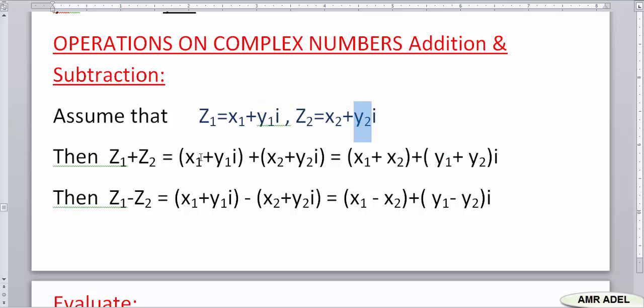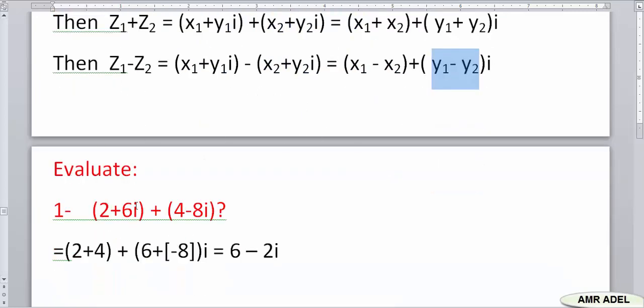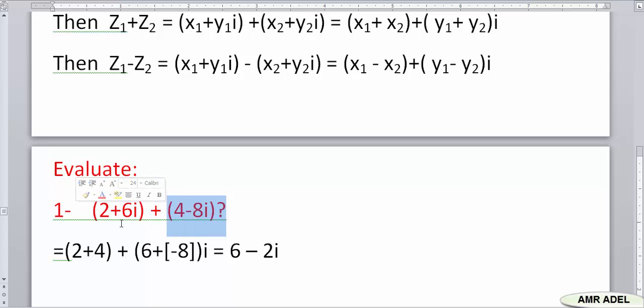The same thing with subtraction. If you'd like to subtract z1 minus z2, then you have to subtract the real part minus the real part, then subtract the imaginary part minus the imaginary part, y1 minus y2. We will understand it deeply in the next example. Look here, we have 2 plus 6i plus 4 minus 8i. This is, for example, z1 and this one is z2. We'd like to add them. Then it will be 2 with 4, which is 6, and 6 plus minus 8, because this number is minus 8, which is minus 2.